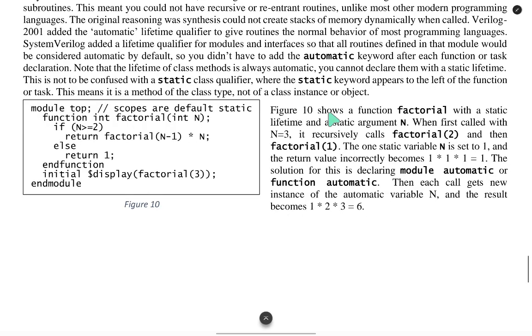Figure 10 shows the function factorial with a static lifetime and a static argument n. When first called with n equal to 3, and recursively called as factorial 2 and then factorial 1, the one static variable n is set to 1, and the return value incorrectly becomes 1 * 1 * 1 = 1. The solution for this is declaring the module automatic or the function automatic. Then each call gets a new instance of the automatic variable n, and the result becomes 1 * 2 * 3 = 6.